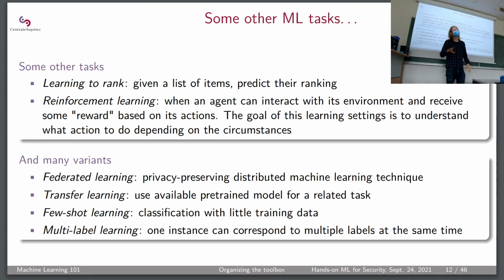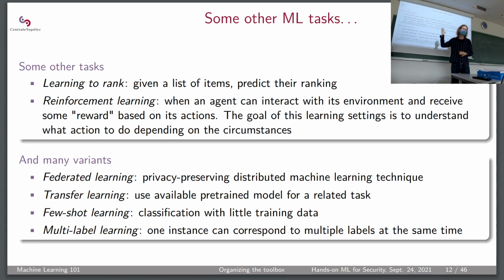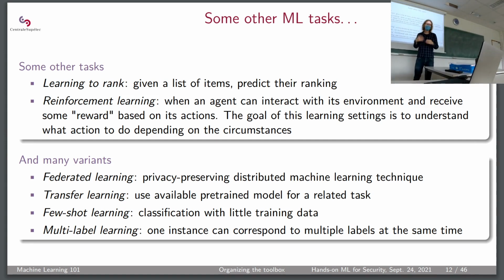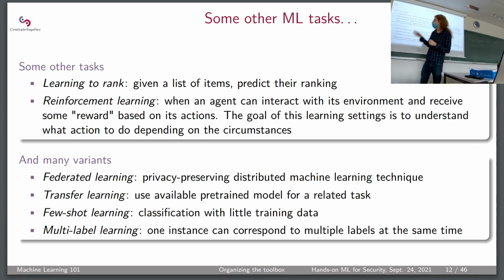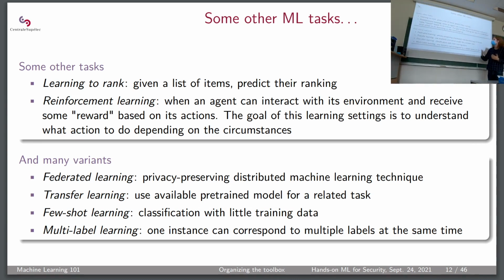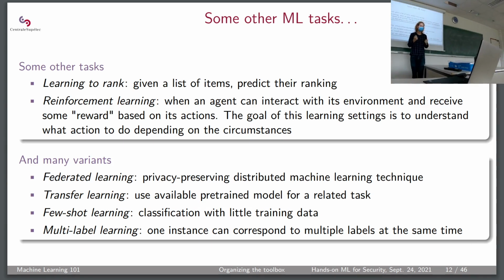Okay, and there are a few other learning settings. I won't talk much about them, but in some cases, they could be useful. Learning to rank: the goal is to predict a ranking of a list of items. It can be used, for example, in recommendation systems. Reinforcement learning: when an agent can interact with its environment, do some action and get some reward, and its goal is to understand what action to do depending on the circumstances. It's typically the case with robots that learn how to interact with environments. AlphaGo is also reinforcement learning because it can play against itself and see how well it will perform depending on the action it does.